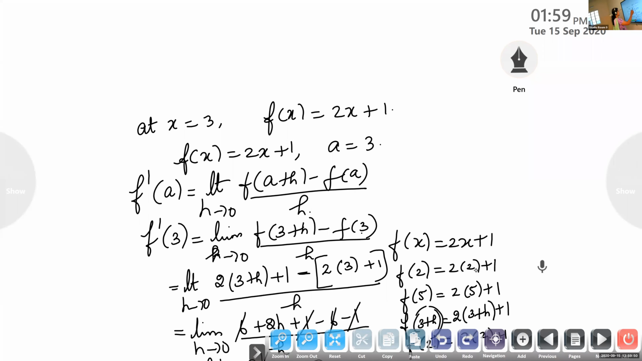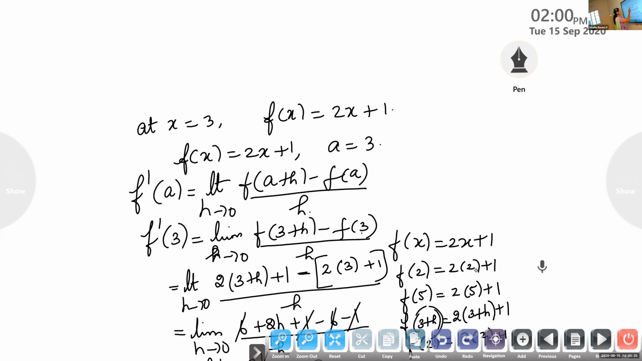So listen, children, once again I'll explain. f of x is given as 2x plus 1. We are asked to find the derivative at the point 3. So that point you are taking as 3. Now apply the formula. The formula is f dash of a is equal to limit h tending to 0, f of a plus h minus f of a by h. So in the place of a, we are substituting 3. So f dash of 3 is equal to limit h tending to 0, f of 3 plus h minus f of 3 by h.